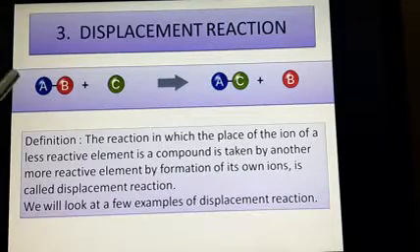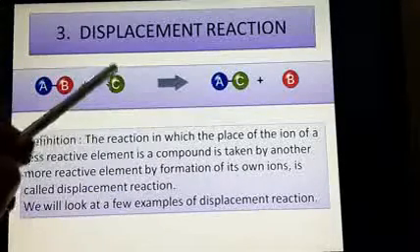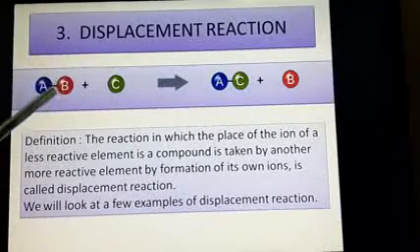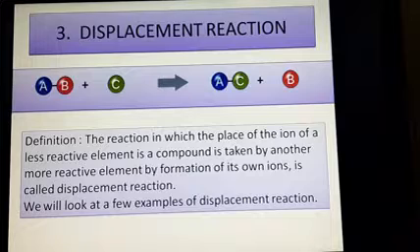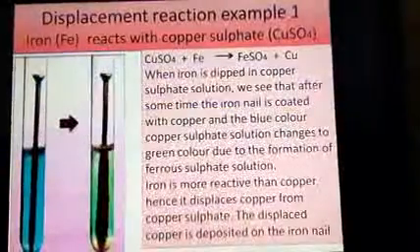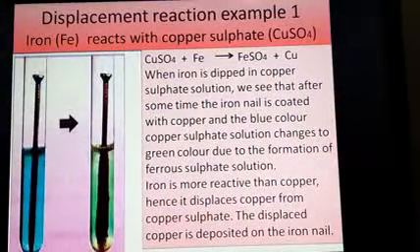So a reaction in which an element which is more reactive pushes or takes the place of a less reactive element, such a reaction is called a displacement reaction. So let's look at a few examples that are there. We have done this several times, and even last year we have seen this physically.